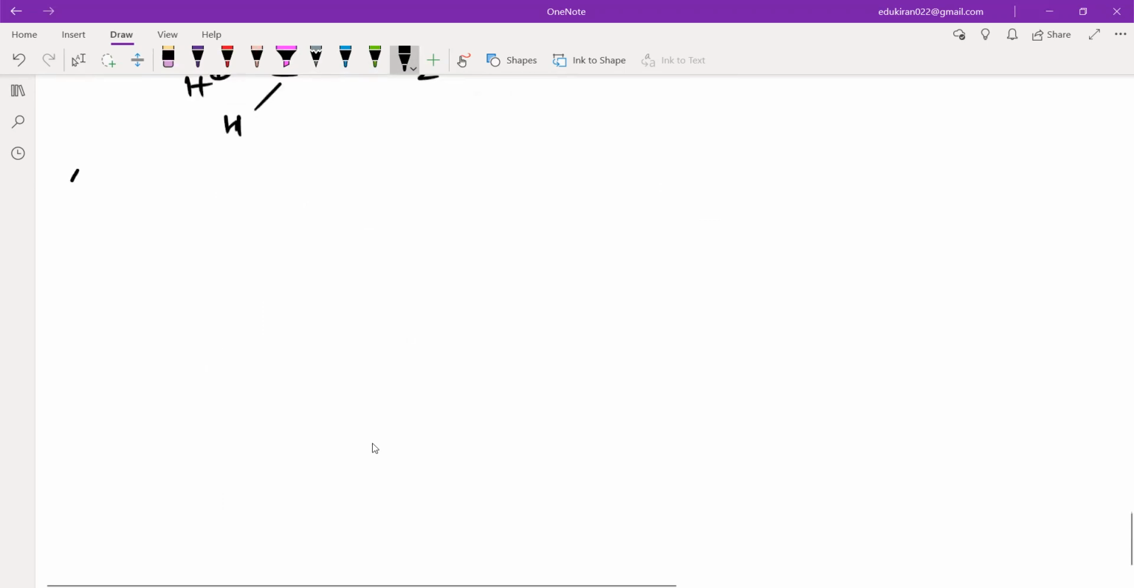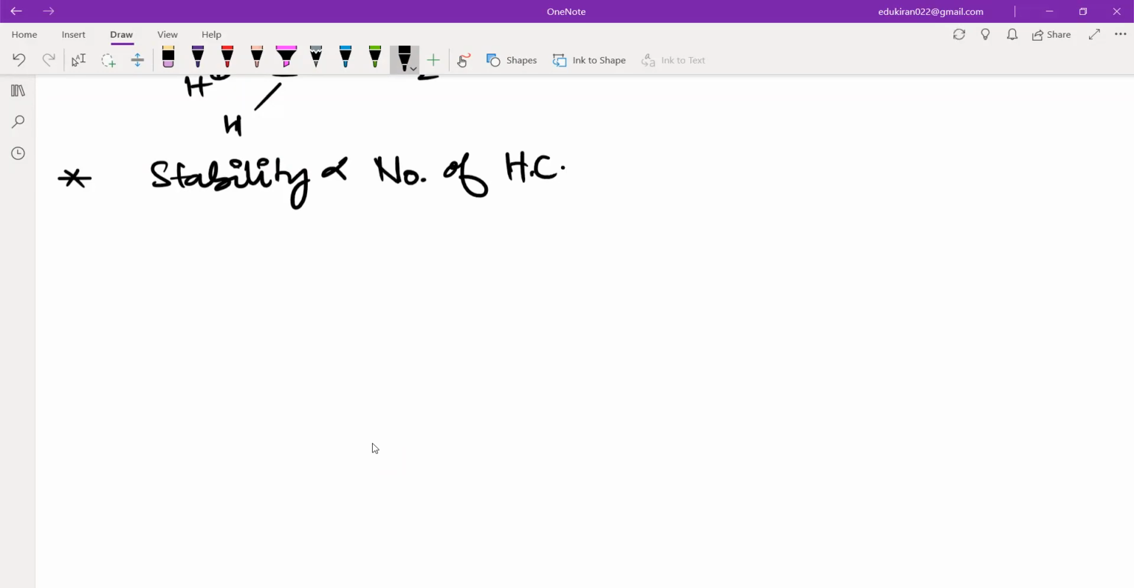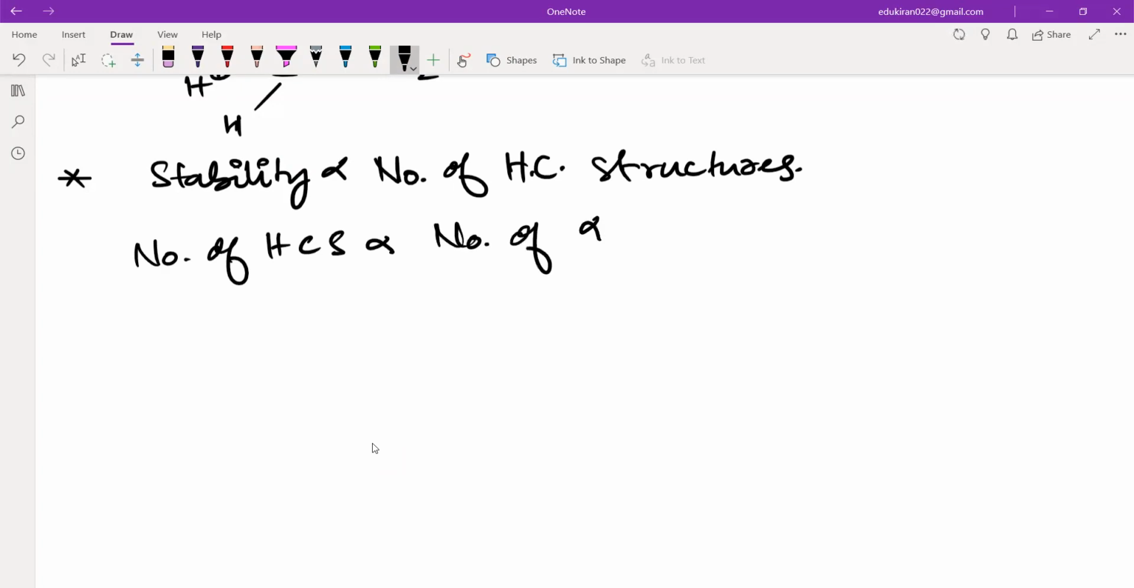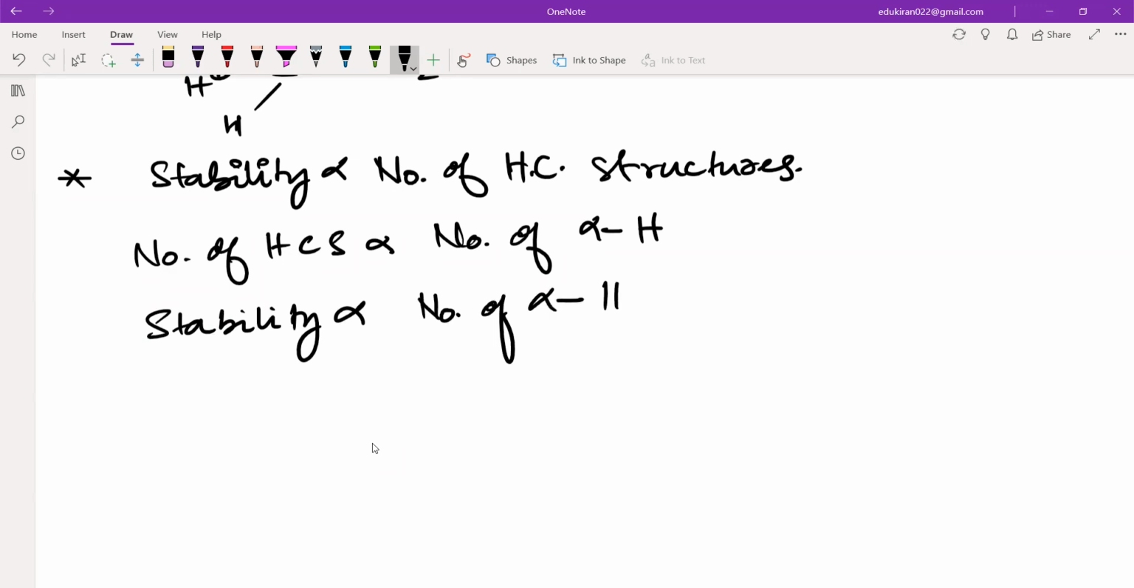So see, next is the stability. Stability is directly proportional to the number of hyperconjugating structures. And we know that the number of hyperconjugating structures is directly proportional to the number of alpha hydrogens. If we have 3 alpha hydrogens, that means 3 hyperconjugating structures. If we have 6 alpha hydrogens, then there will be 6 hyperconjugating structures. Hence, I can say stability is directly proportional to the number of alpha hydrogens.